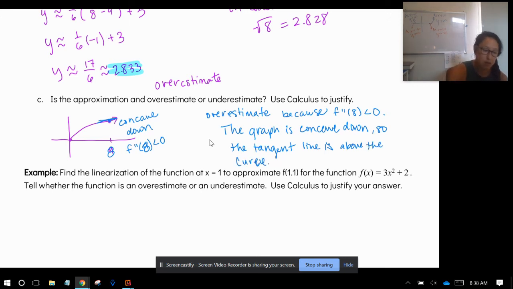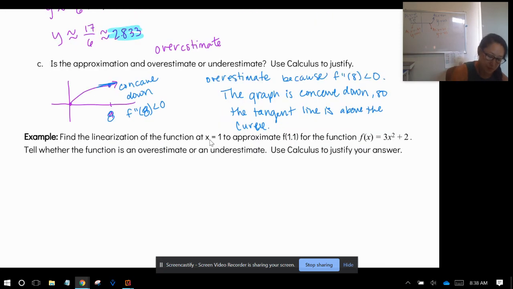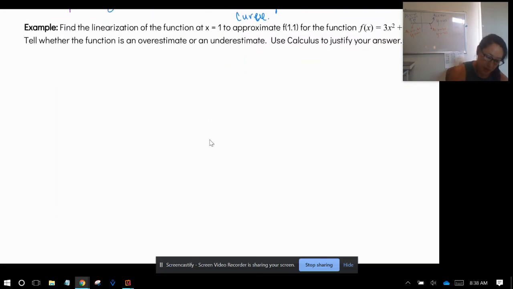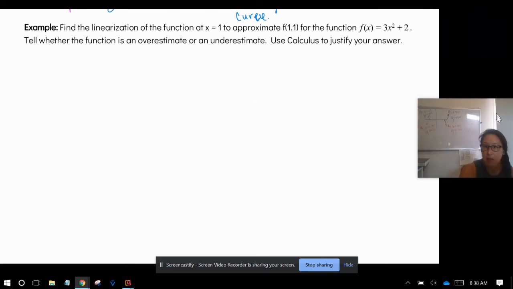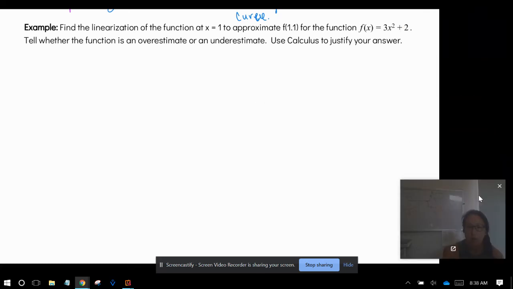Okay, we're going to do one more. Okay, so this doesn't break it down into step by step. We kind of have to do all the steps at once. So we have to break it apart ourselves. So find the linearization of the function at x equals 1 to approximate f of 1.1 for the function f of x is equal to 3x squared plus 2. Tell whether the function is an overestimate or an underestimate, and use calculus to justify your answer. Okay, so that's a lot.